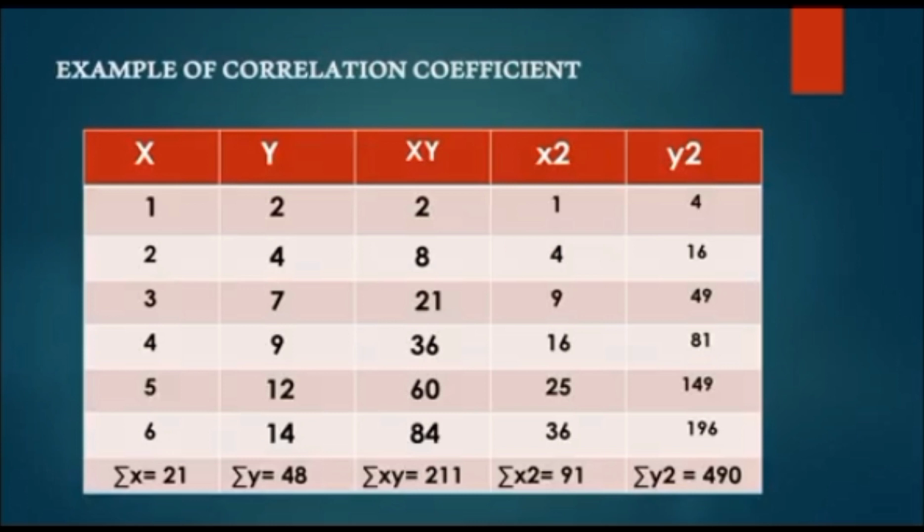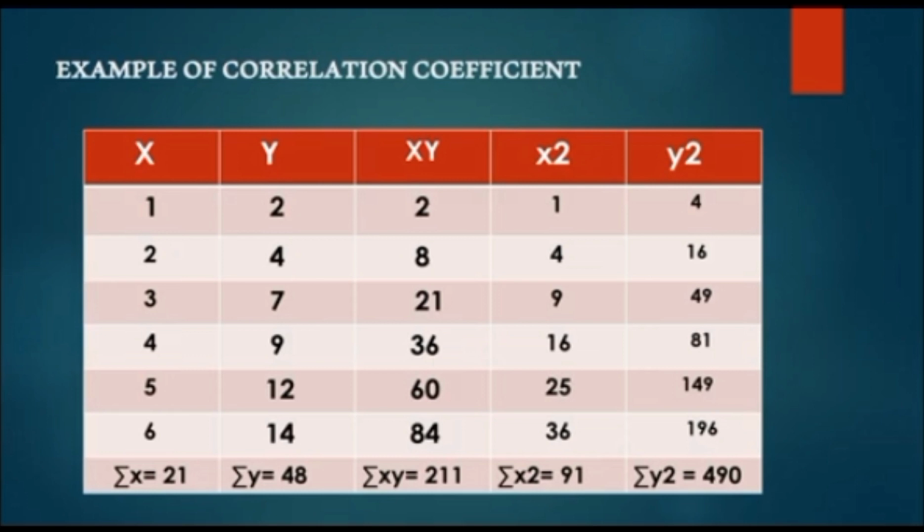So I have here an example of correlation coefficient. First, we have to multiply the x and y. Second, the sum of x and y, and x squared and y squared.